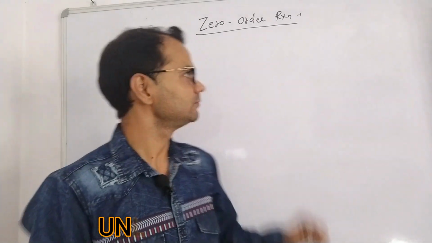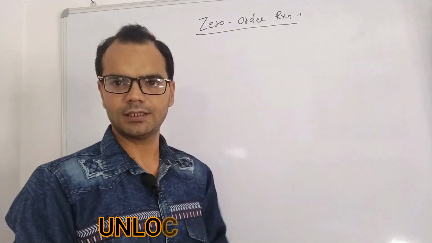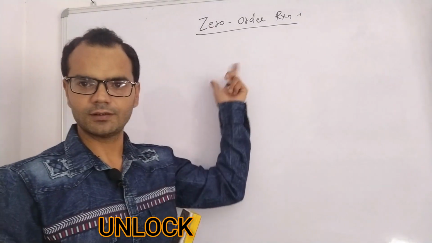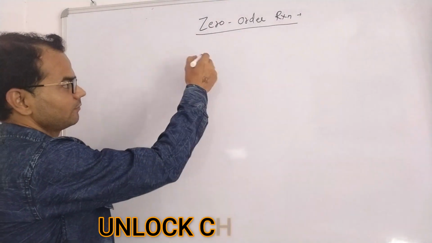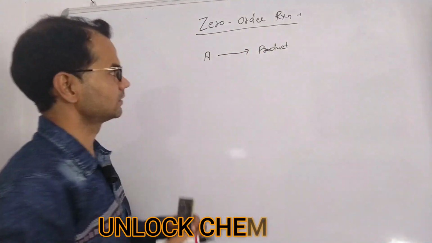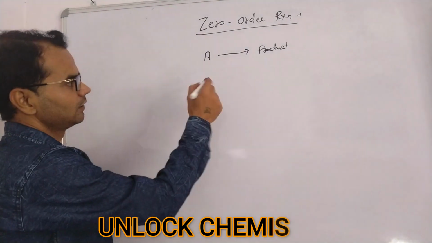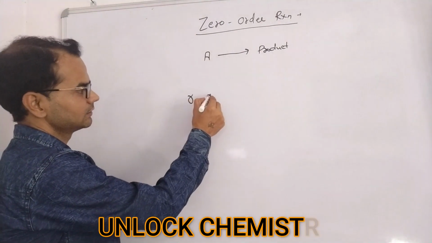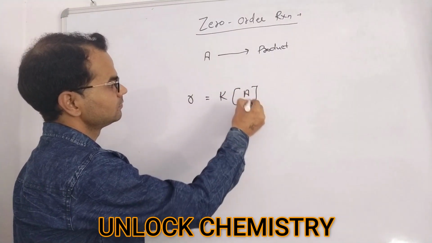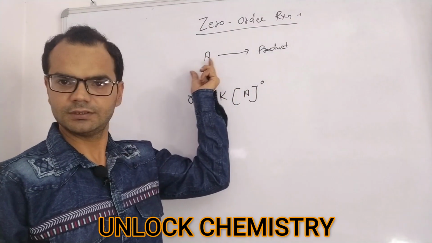Today we will discuss a zero order reaction for class 12th under the topic chemical kinetics. Easy. So what is zero order reaction? For example, we have reaction A is converted into product. This reaction will be said to be zero order reaction if rate of reaction is independent of concentration term of a reactant A.